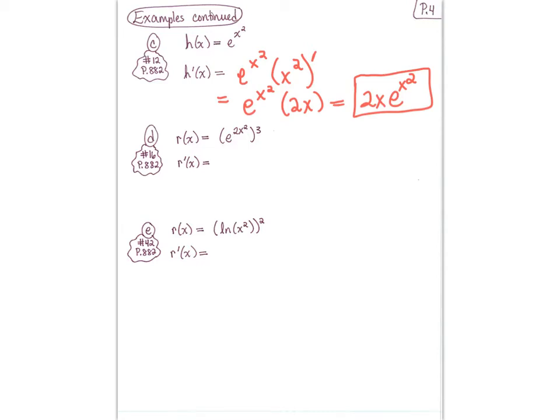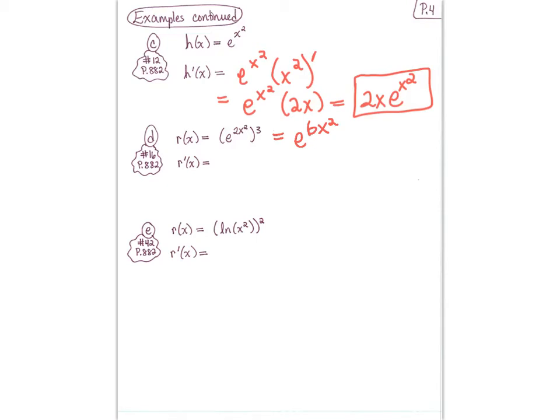Next, we have r of x is equal to e raised to the 2x squared, cubed. So notice here that we have a combination of functions. There are a couple of ways you can do this. You can either use the chain rule, which would be the power rule times the derivative of this, or you can just rewrite it. Since we're cubing e raised to the 2x squared, we can rewrite this as e raised to the 6x squared, and we can differentiate that.